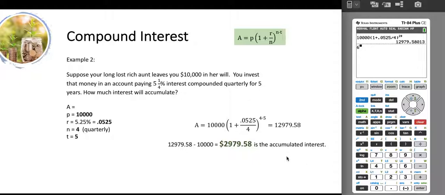So the amount that is in the account was $12,979.58. But the question was, how much interest will accumulate? And the amount of interest is the difference between the amount that's in there now and what we started with. So we've accumulated $2,979.58, and that's the interest.